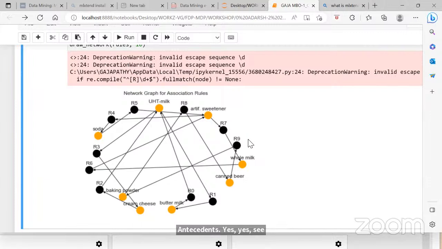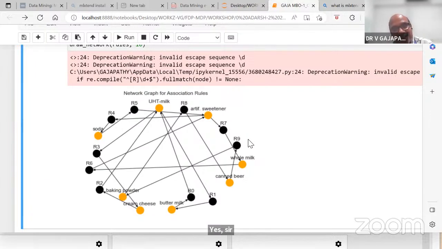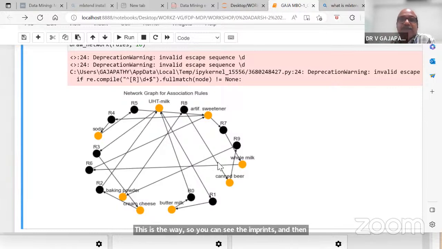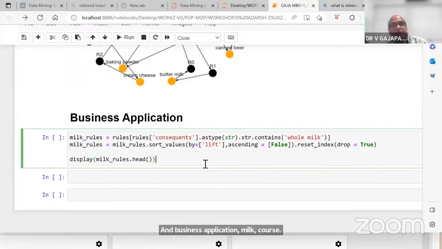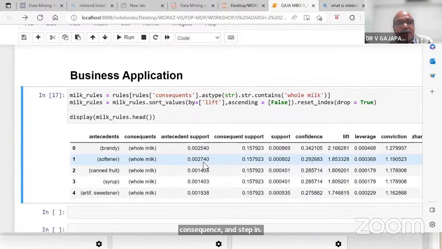See, for the market basket analysis itself, we need 4 days actually. See here, this is the way. So you can see the influence and then antecedents, consequence, you can see. That's very interesting. Okay, we will come back again to this. And business application, milk rules, consequence. Just I'm executing because you don't have time now.